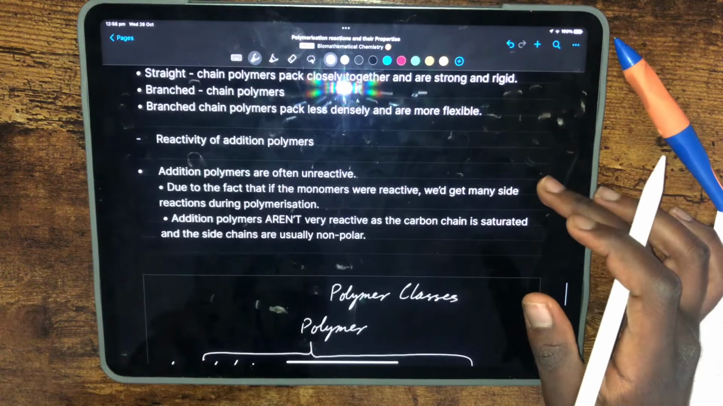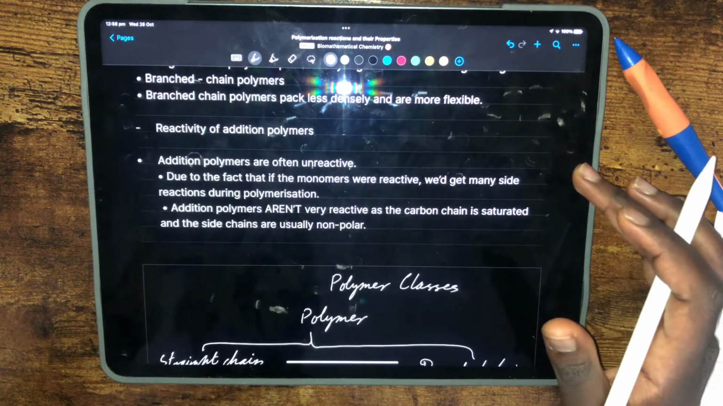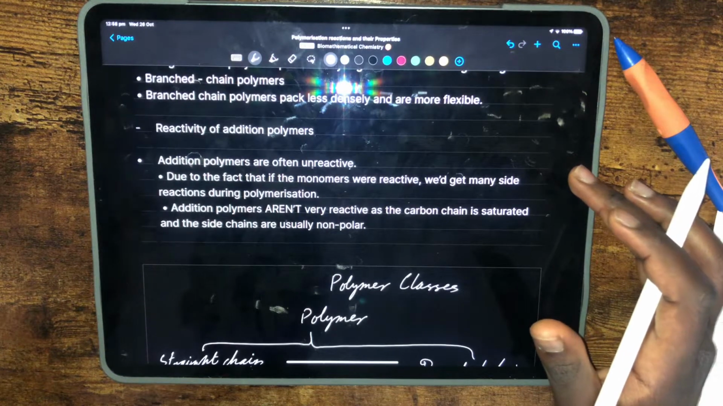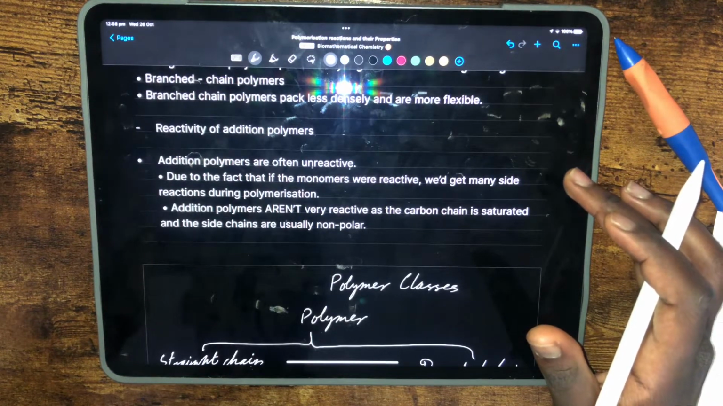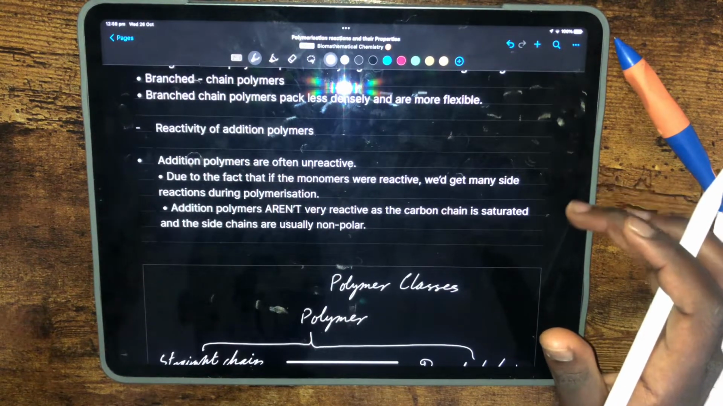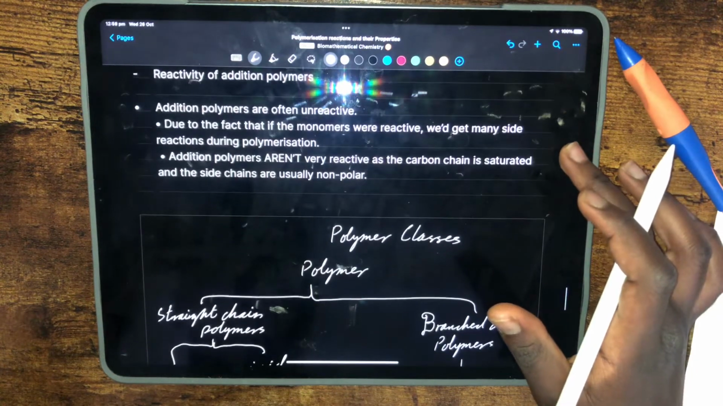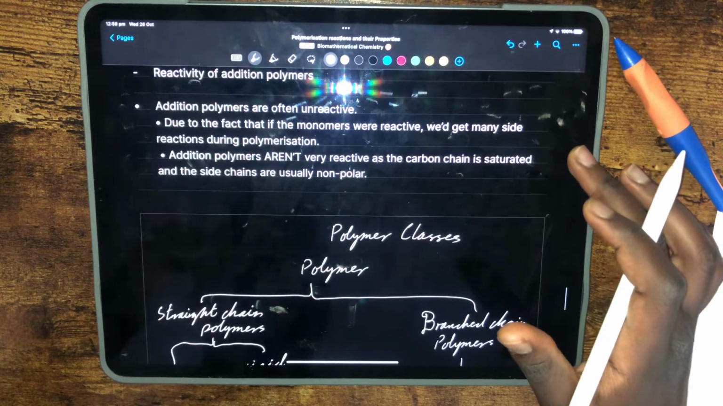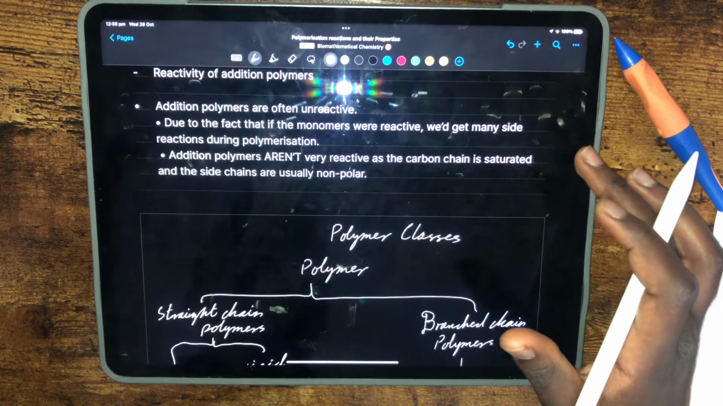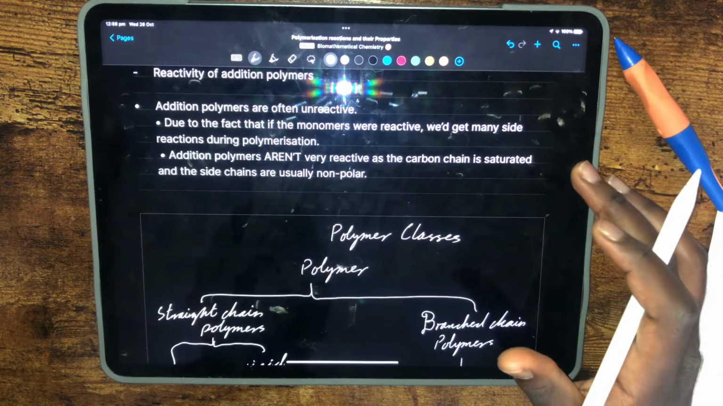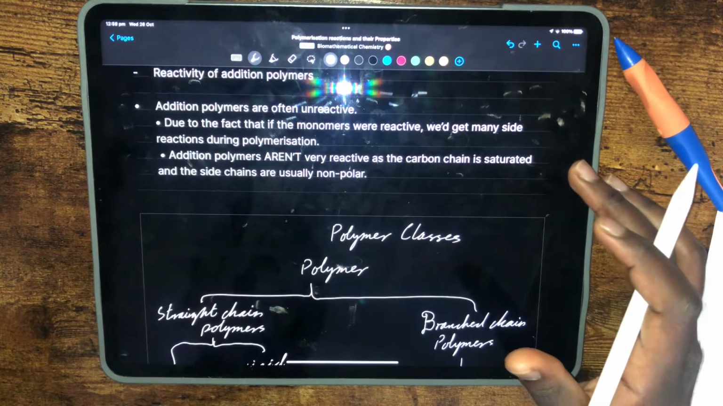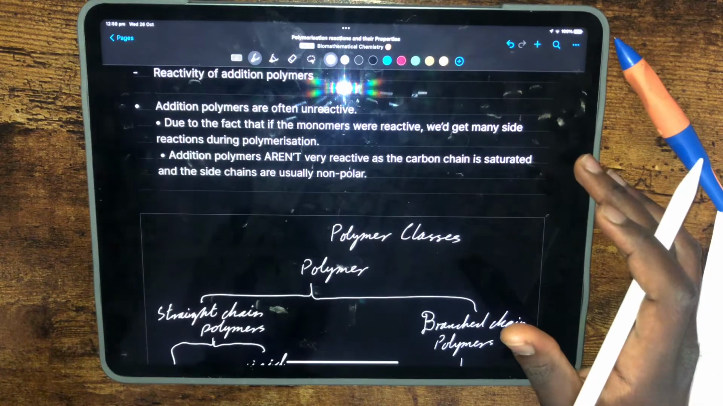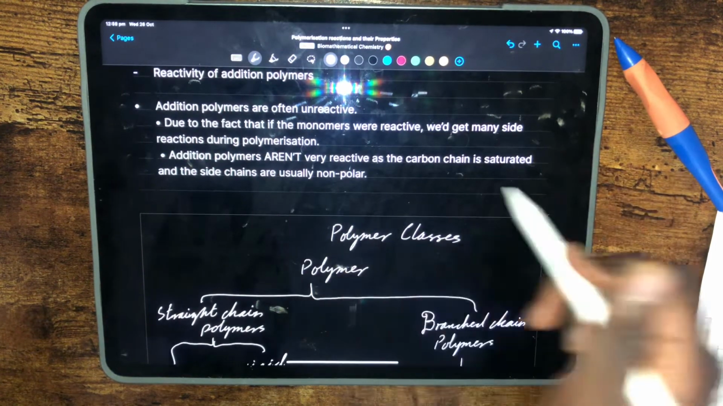Reactivity of addition polymers. Addition polymers are often unreactive, due to the fact that if the monomers were reactive, you'd get many side reactions during polymerization. Addition polymers aren't very reactive, as the carbon chain is saturated and the side chains are usually non-polar. So for addition polymers, these are carbon-carbon covalent bonds. They don't react. They're not polar at all. Very non-polar, should you say?